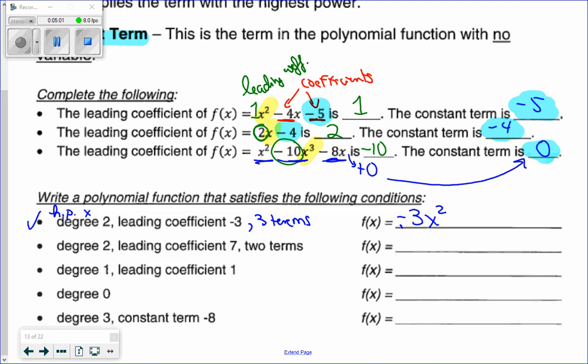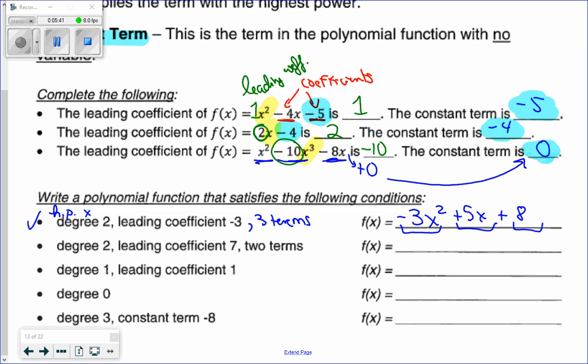So I need to have 1, 2, 3 terms. So remember, x squared has to be the biggest x. So I could go plus 5x plus 8, something like that. Okay. If it said 2 terms, you would just go negative 3x squared plus 5x or negative 3x squared plus 8. Yes, you can, but it would simplify down to still one constant. So that would count as only one term. Right. When it says 3 terms, it means 3 distinct terms. So essentially, they can't be like terms.